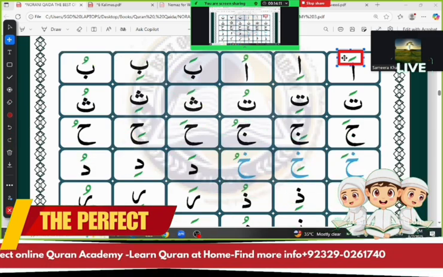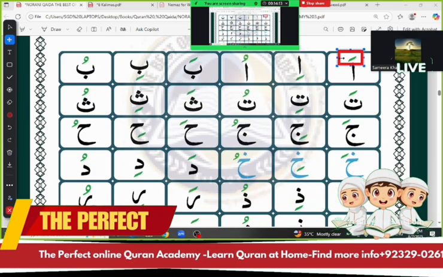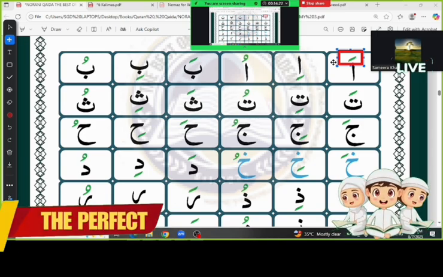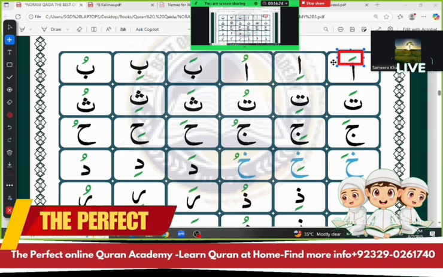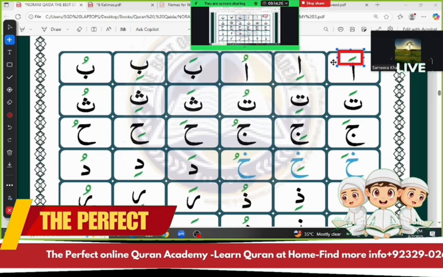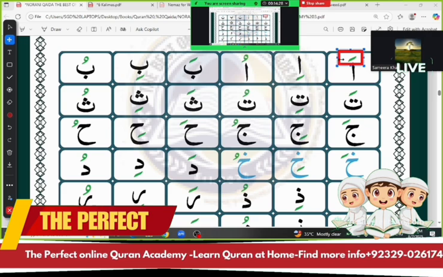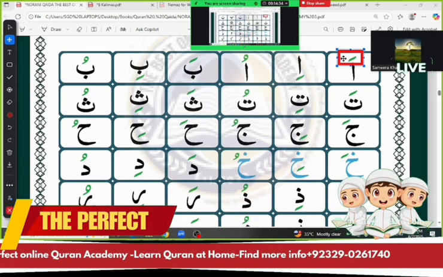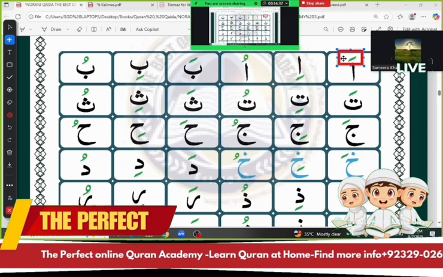No, this is not standing Fathah. It's only Fathah. It adds an a sound to that letter. The sound of Fatha is a. It is at the top of the letter.